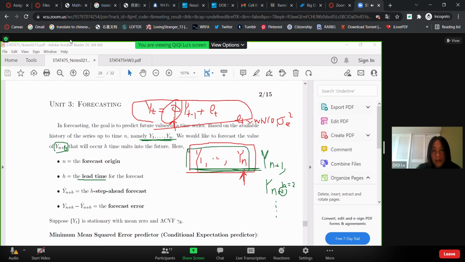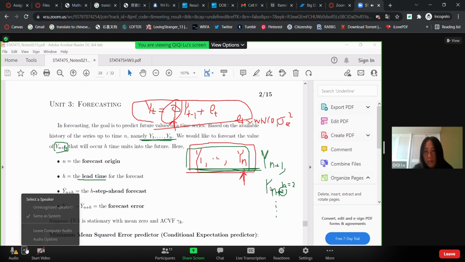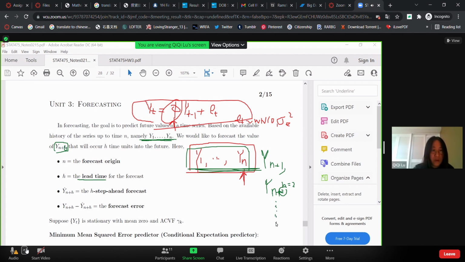High temperature, right? And then Y_{T-1} will be the high temperature tomorrow. So we call Y_{N+2} the high temperature the day after tomorrow. So like this. We call N the forecast origin, and then H is the lead time.